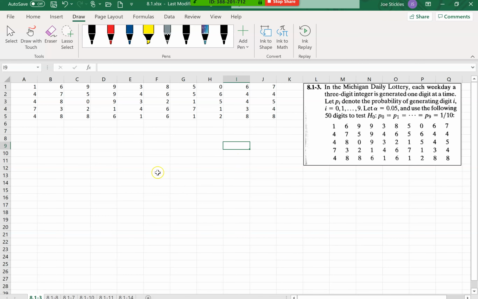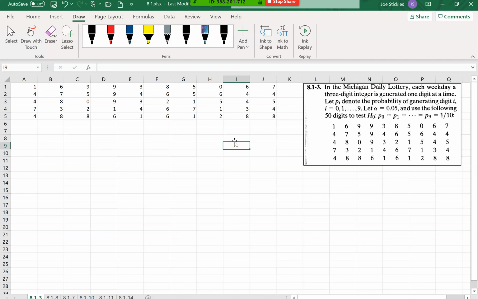All right. So let's talk about how this works. They've got 50 digits in a row that were supposedly randomly generated. So if they're supposedly randomly generated, we would assume that the probability of picking a particular value should be 1/10. So that's why the null hypothesis here is that P0, P1 out to P9 is equal to 1/10.